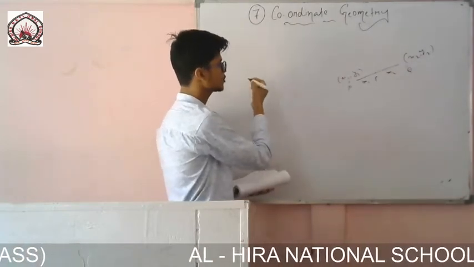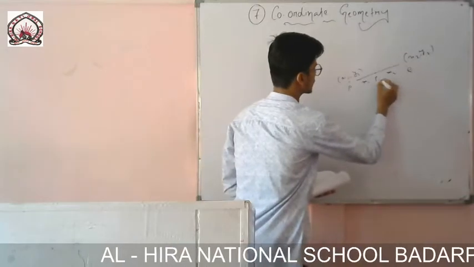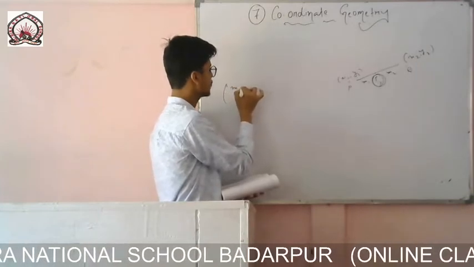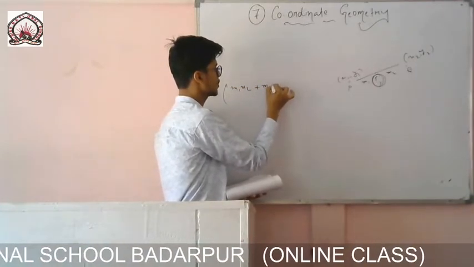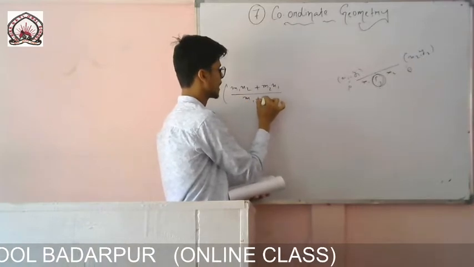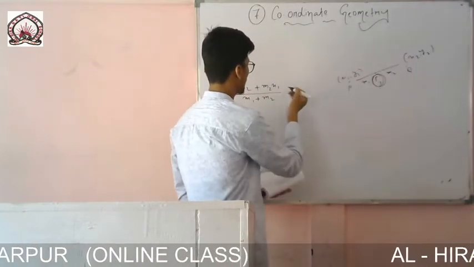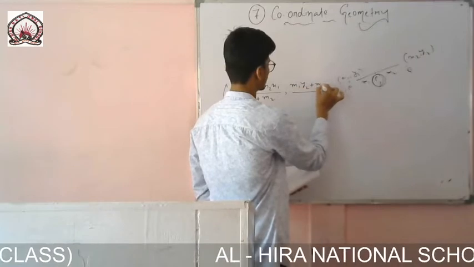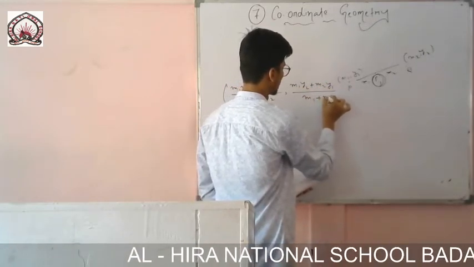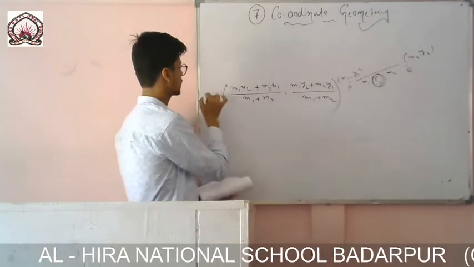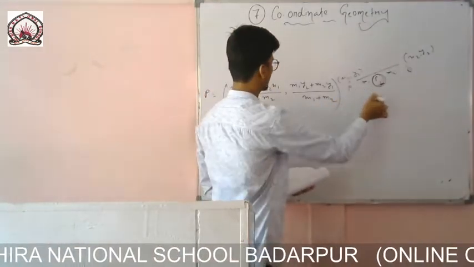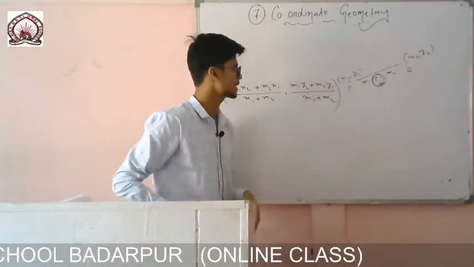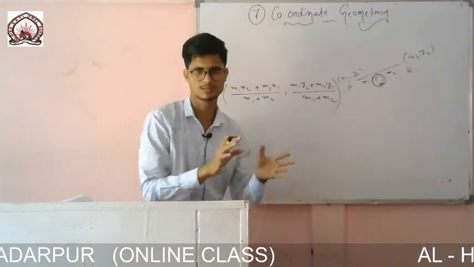So the coordinate of this point will be equal to m1 x2 plus m2 x1 divided by m1 plus m2. And the y coordinate will be m1 y2 plus m2 y1 by m1 plus m2. So this will be the coordinate of P. This is internal division. In class 10 only internal division is there. If it is external, then there will be a minus, but that is a different thing, leave it.